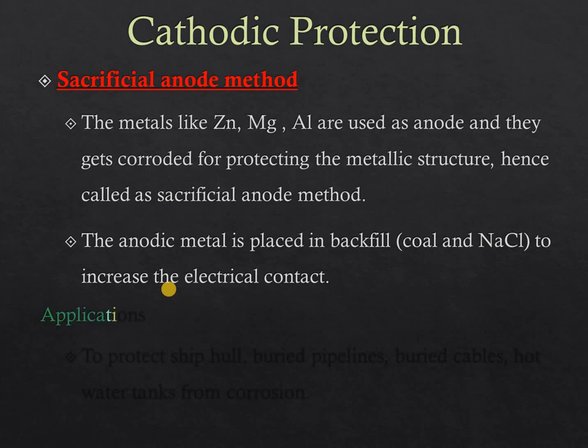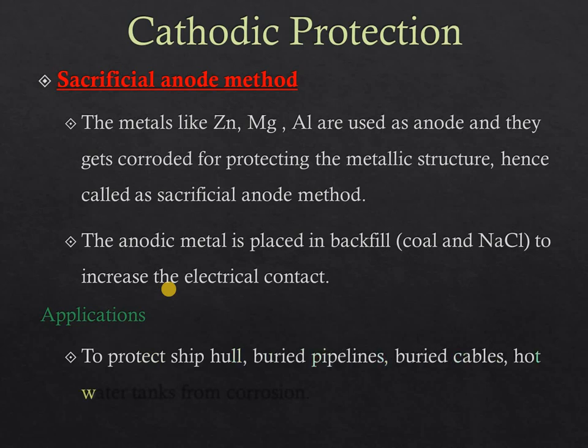The applications of the sacrificial anode method are: it is used to protect ship hulls, buried pipelines, buried cables, and hot water tanks from corrosion.